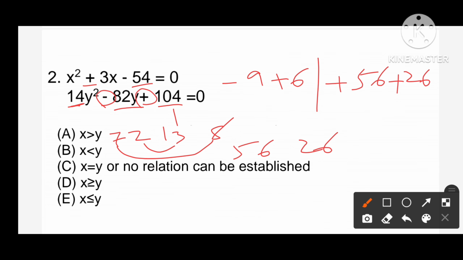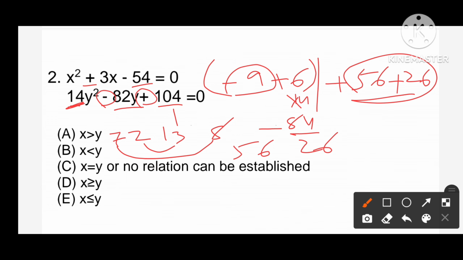So next, the bases are not equal, so we need to multiply this with 14. 14 times 6, which will be 84. Here 84 is greater than these two numbers and this is the negative value of 14. So these two numbers come in between these two numbers, else we take 9 times 14 minus 126. So these 56 and 26 will come in between these two numbers. So answer will be option C, no relationship can be established.